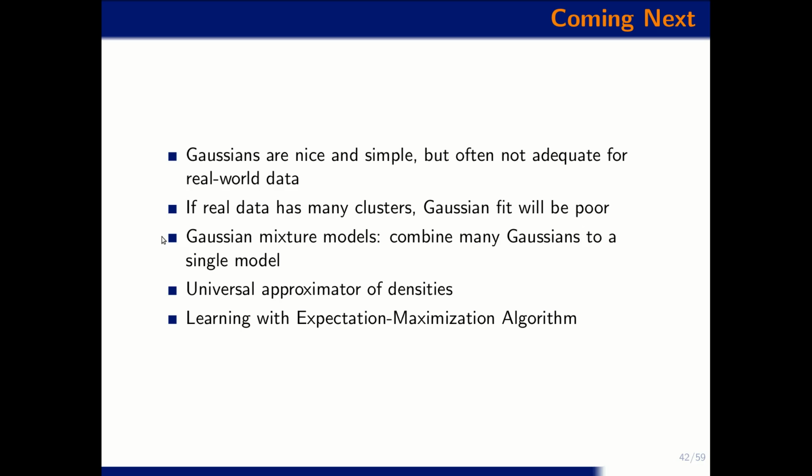The remedy is, if one Gaussian is not good enough, let's take many of them and combine them into a so-called Gaussian mixture model. It will turn out that this Gaussian mixture model is a universal approximator, so it can approximate any density arbitrarily well, in principle. And then we'll discuss learning with the expectation maximization algorithm.